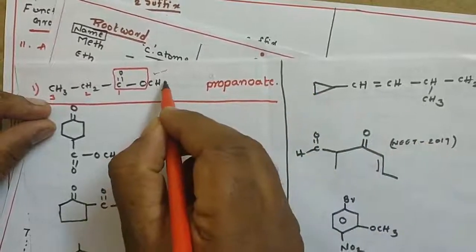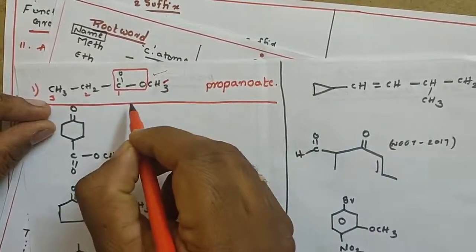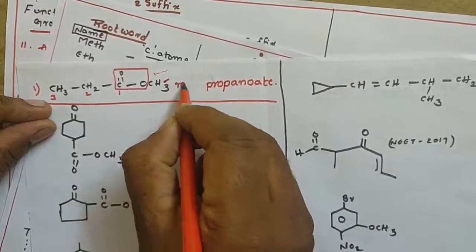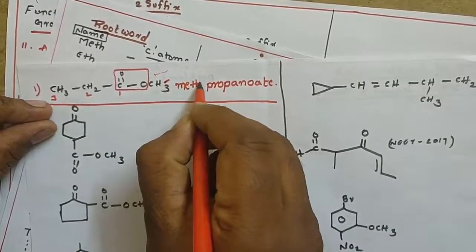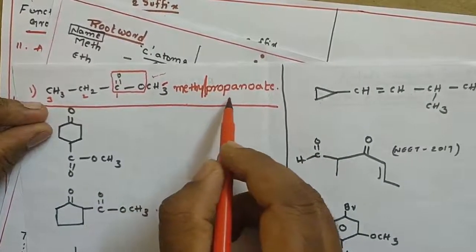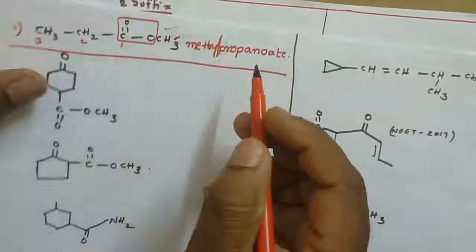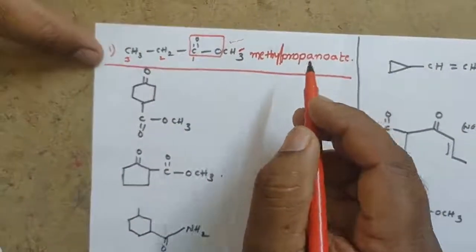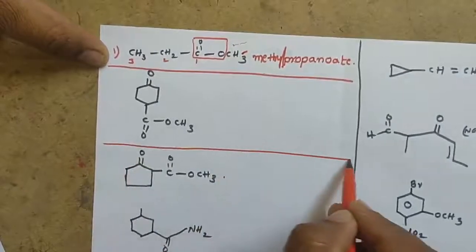Then here one side chain is present. This is called the side chain. What is the name of the side chain? The name of the side chain is methyl. So the entire name is called methyl propanoate. Okay. So when you come to this other molecule, this is a somewhat difficult molecule.